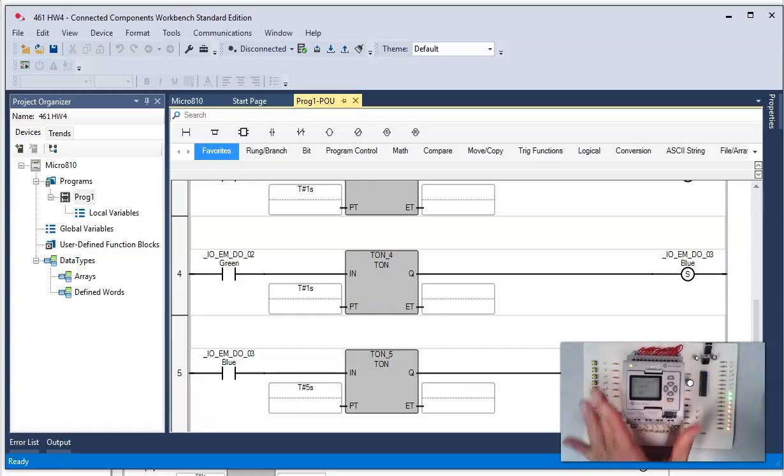Note that once you get your code downloaded, I don't need to be connected to the computer anymore. That's what PLCs are really designed for. If this is a car wash, once you get the code downloaded, it's running forever and ever. And that kind of illustrates timer blocks.